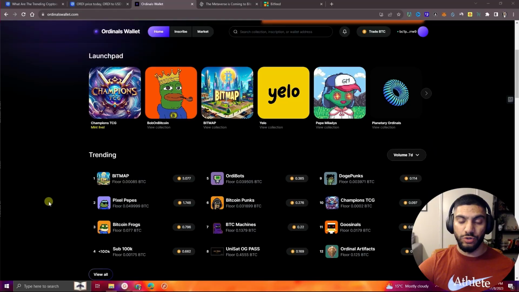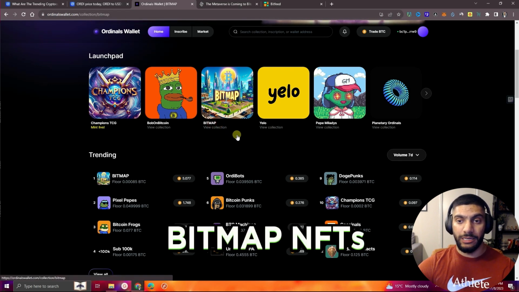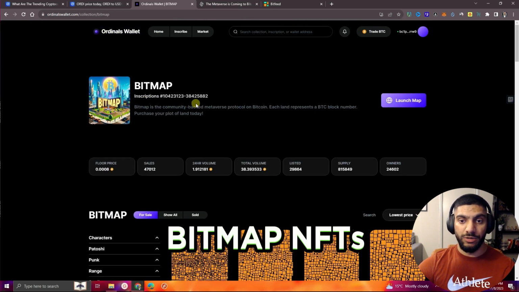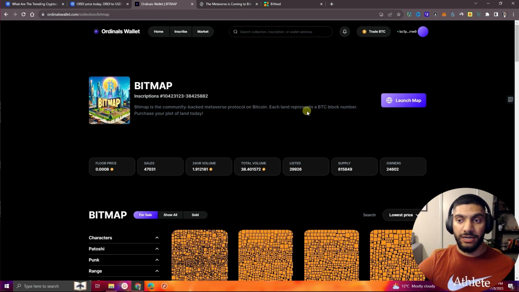If you get into it right now, it will give you a lot of value in future. You can do multiple things out of it. The deeper you go, there will be more things coming into this. So this project is called Bitmap. If you click on the Bitmap collection, which is the community-backed metaverse protocol on Bitcoin, each land represents a BTC block number. So purchase your plot of land today.